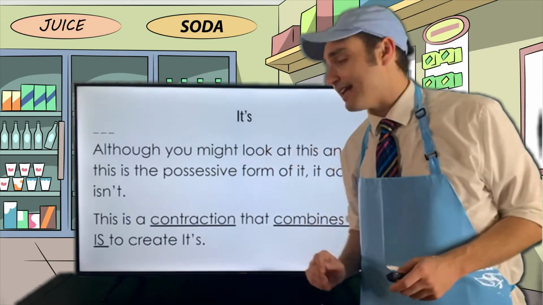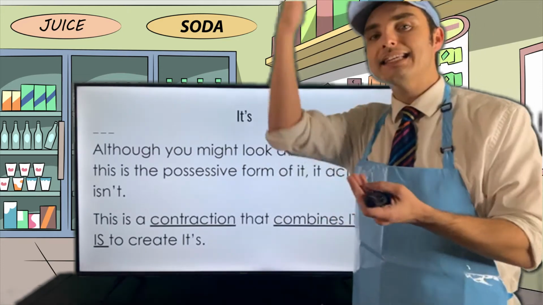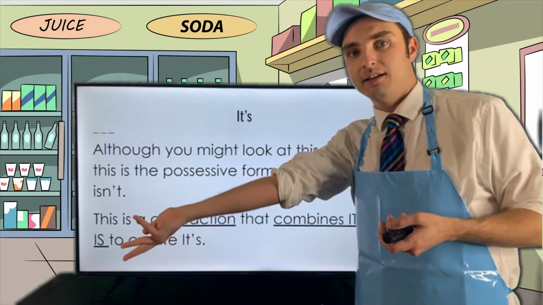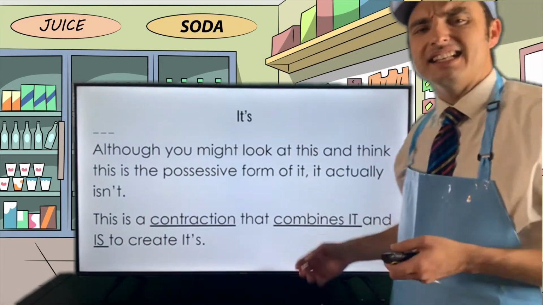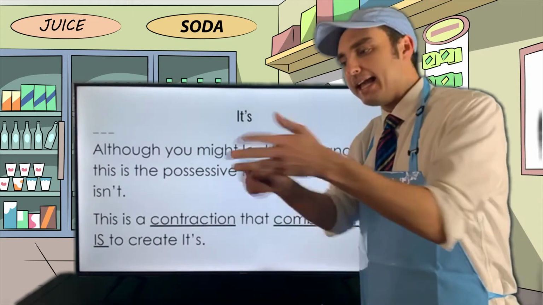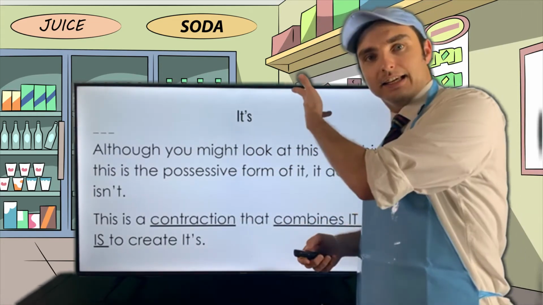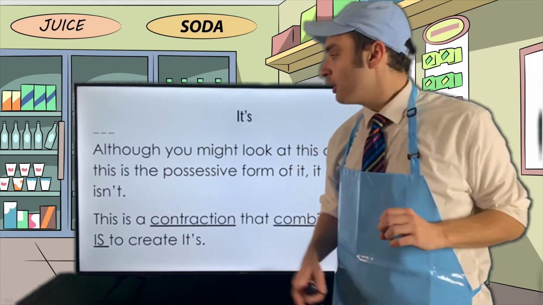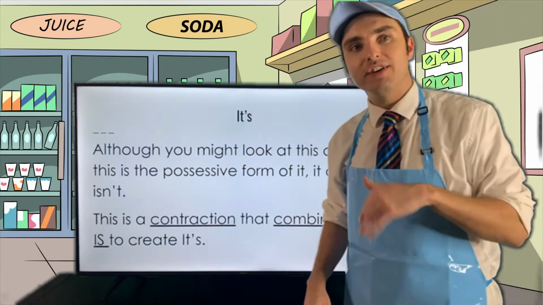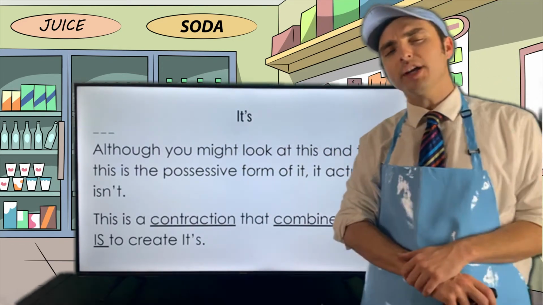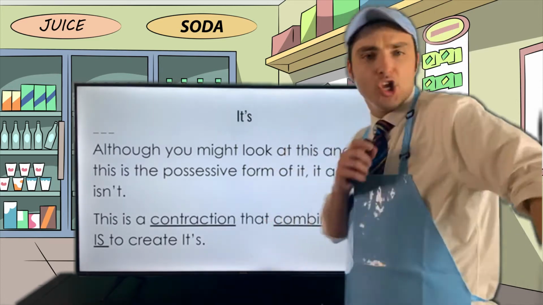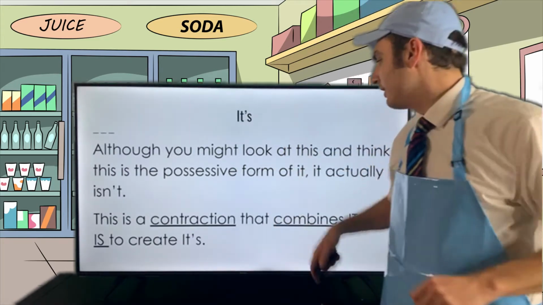So it's not possessive. It's saying it is blank. In essence, it's basically a subject and a verb. It is. It's is the contraction here. So it apostrophe s, we're going to go ahead and play a little bit with. So, let's do it.